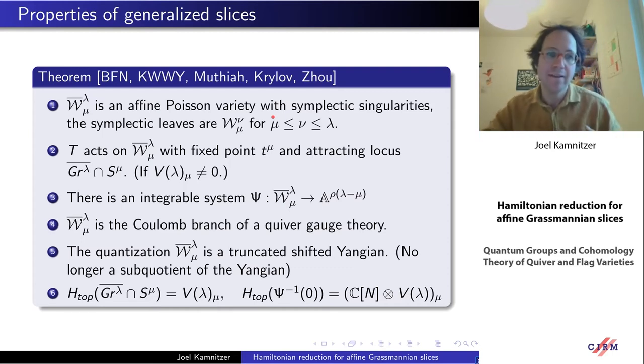So the first point is that these generalized slices are still affine Poisson varieties with symplectic singularities, and the symplectic leaves are what you think they are. I guess maybe there's a slight typo here. So this nu should be dominant and also bigger than or equal to the dominant translate of mu here. Anyway, it doesn't matter that much. So the symplectic leaves are what you expect, and this is an affine Poisson variety with symplectic singularities.